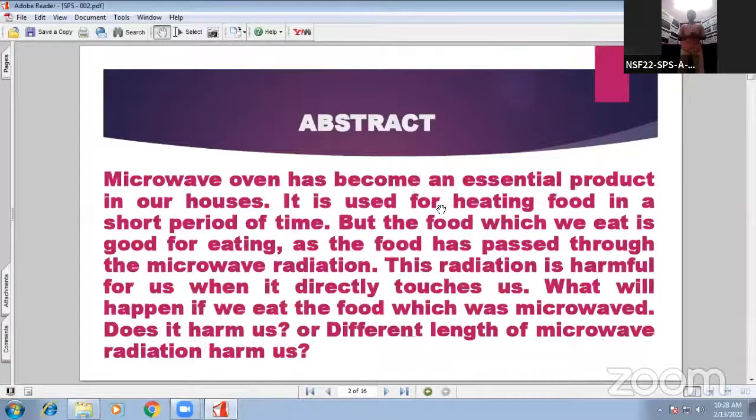The microwave oven has become an essential product in houses. It is used for heating food items in a short period of time. But is the food which we eat good for eating, as the food has passed through microwave radiation? Microwave radiation is harmful for us when it directly touches our skin. But what will happen if we eat the food which was microwaved? Does different length of microwave radiation affect us?